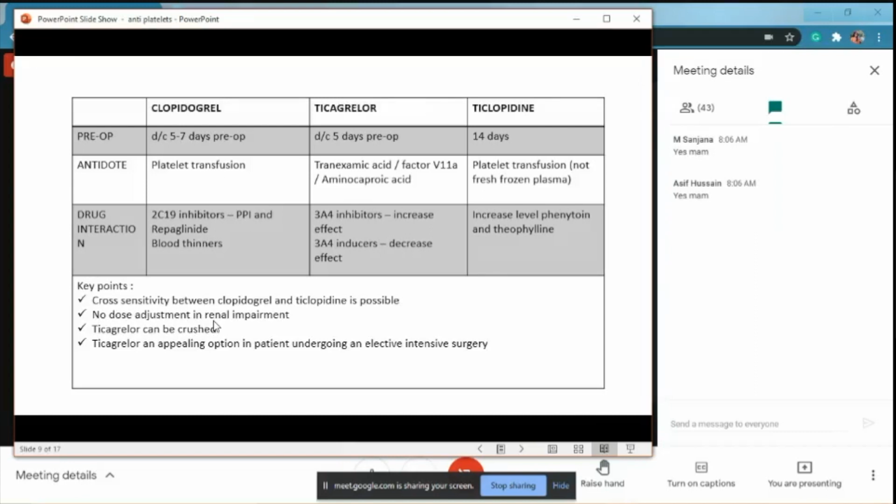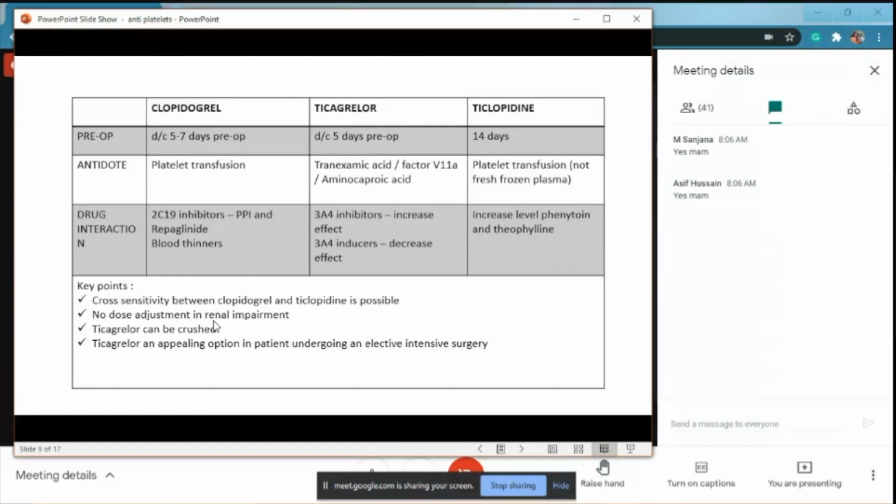We have the CYP3A4 inhibitors. So it is metabolized by this enzyme. We said it's not a prodrug, so we don't have to worry about the activation or anything. Here we have to worry about the metabolism. So with 3A4, if we give inhibitors, it increases the effect of the medication. If we give the inducers, it decreases the effect. So let's have a look at a few of the inhibitors.